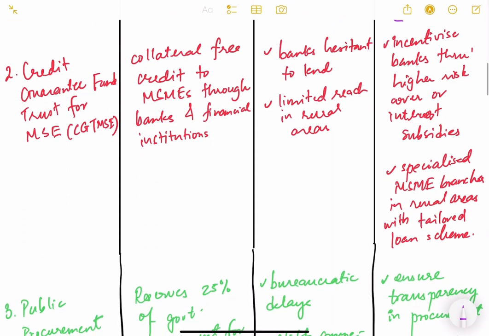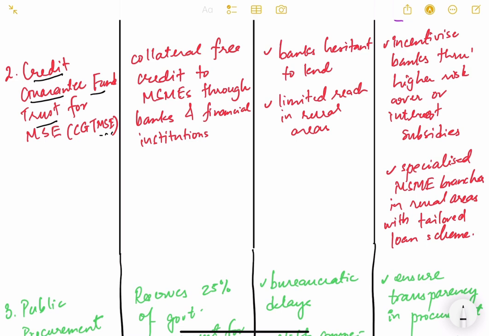Let us come to the next one. The next scheme is called the Credit Guarantee Fund Trust for MSE, for micro and small enterprises. I will explain to you what Credit Guarantee Fund Trust means.